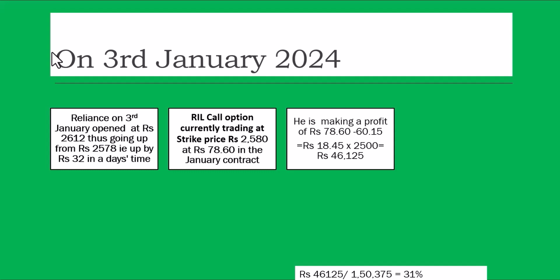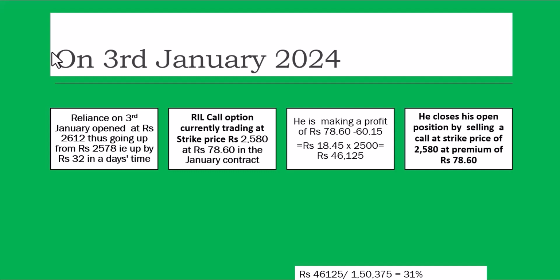If you want to close your position well before the expiry, on the expiry the Reliance price will matter. But before the option expiry, because in India we have European options, we can't close the position on the underlying price. So what we'll do? He closes his open position by selling a call at a strike price of 2580. What he did was, he wrote a call at the same strike price and he collected 78.60.